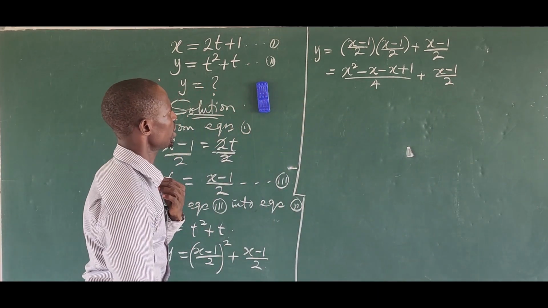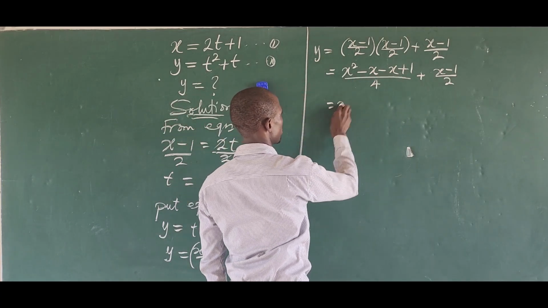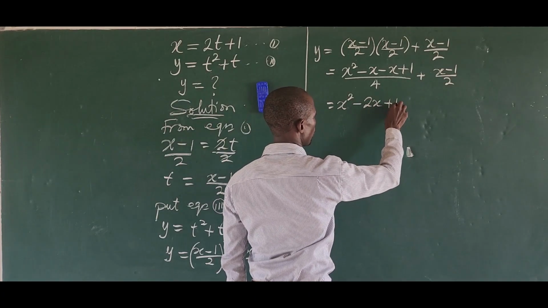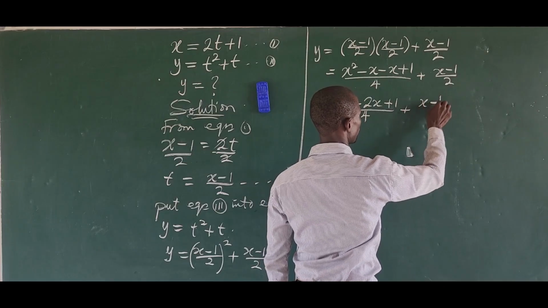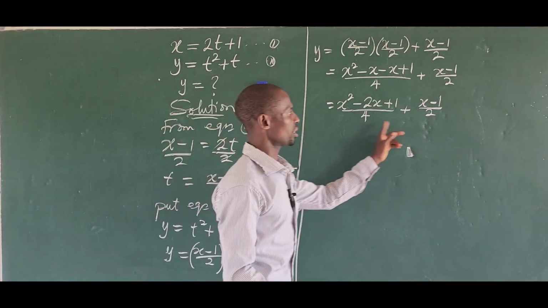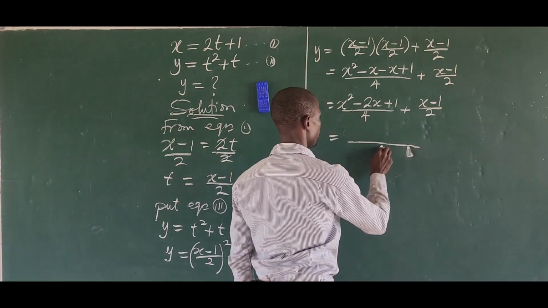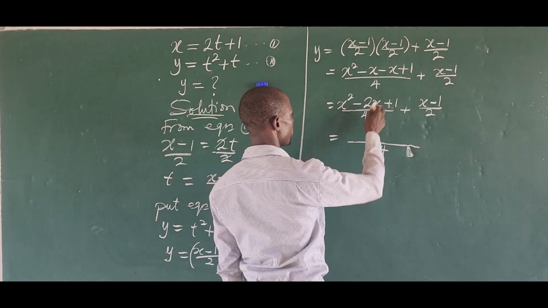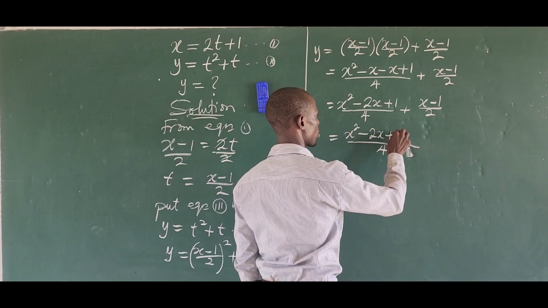Easy. So what we do next is we just have to add this together. This is going to give us x to the power of 2 minus 2x, then plus 1, all over 4, then plus (x minus 1) all over 2. We can strike a common denominator from here, and that is 4. So 4 into 4 will give us 1, and 1 into everything we have gives x to the power of 2 minus 2x plus 1.